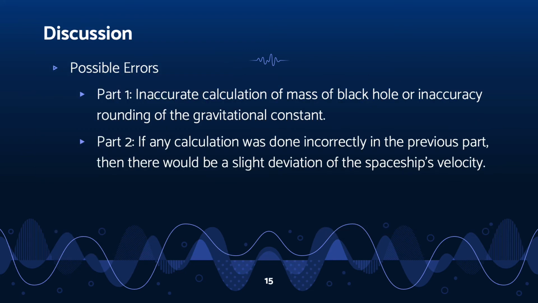Moving on to the discussion, some possible errors. For part 1, it could have been inaccurate calculation of the mass of the black hole or inaccurate rounding of the gravitational constant. For part 2, if any calculation was done incorrectly in part 1, then there would have been a slight deviation for the spaceship's velocity.